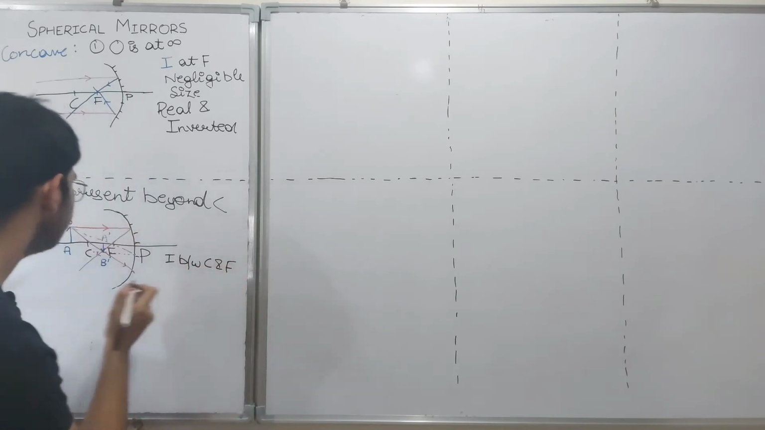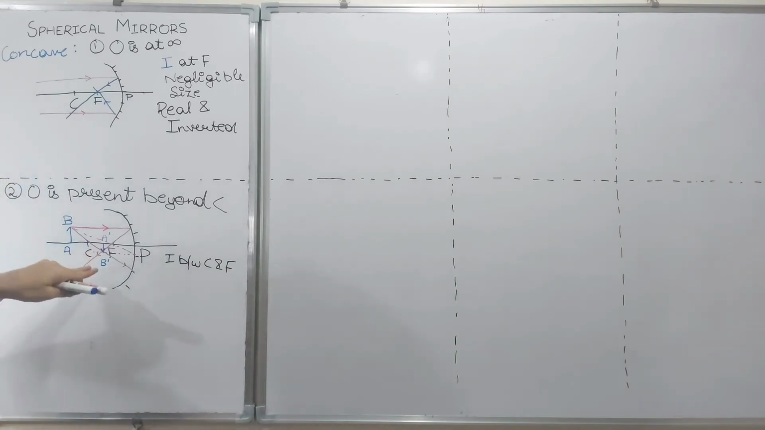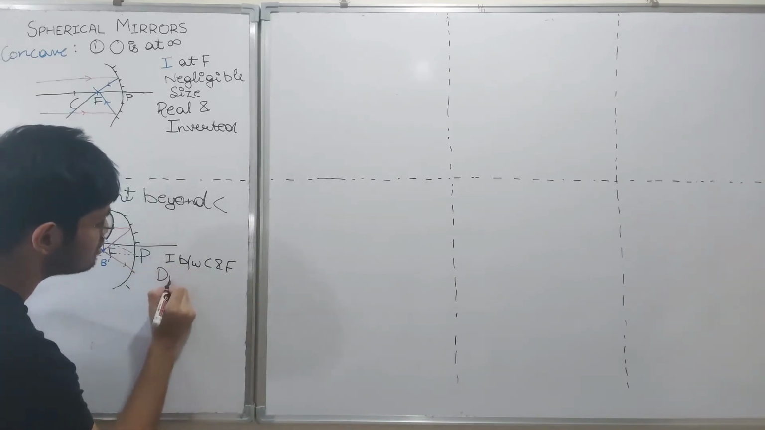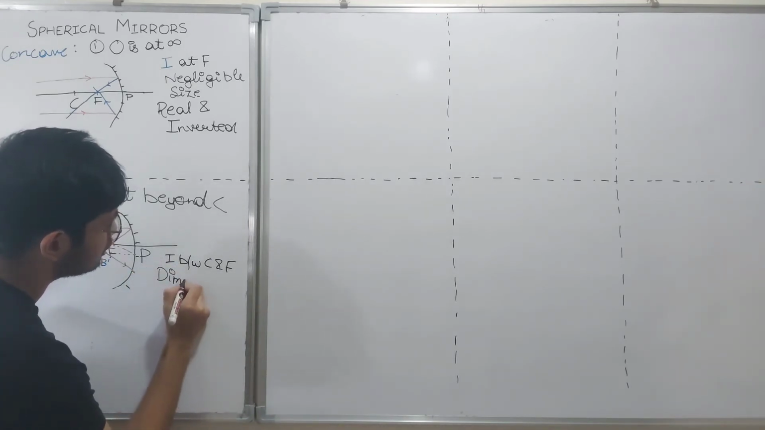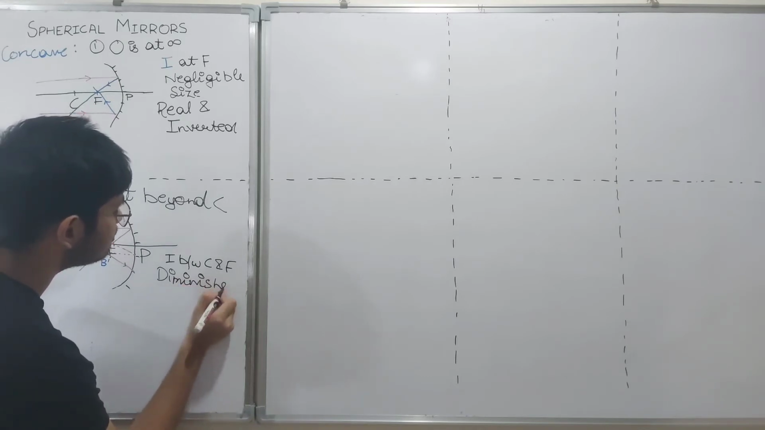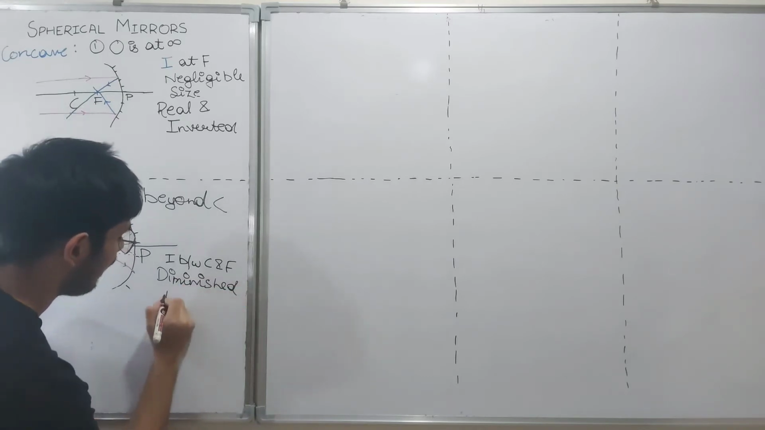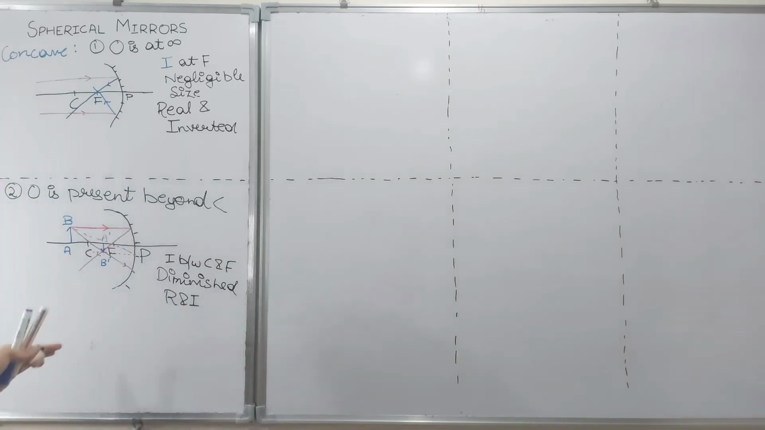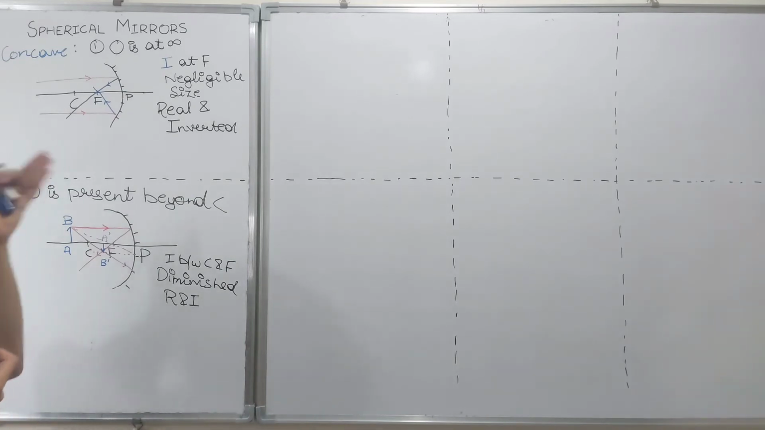Any other properties? Is the image formed greater in size, larger in size? No, it is smaller in size, so the image formed is diminished. Any other properties? The image formed is real and inverted. So these are the properties of the image formed by an object present beyond the center of curvature.